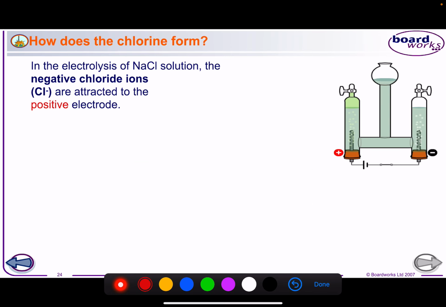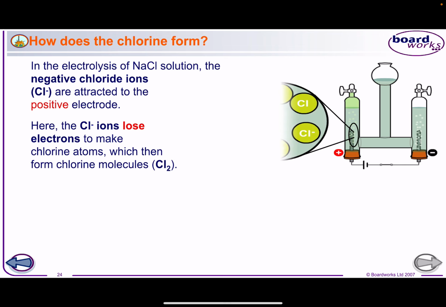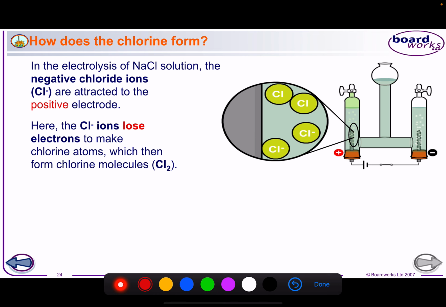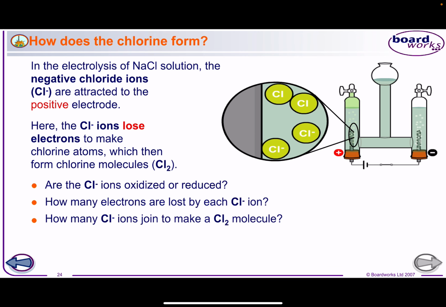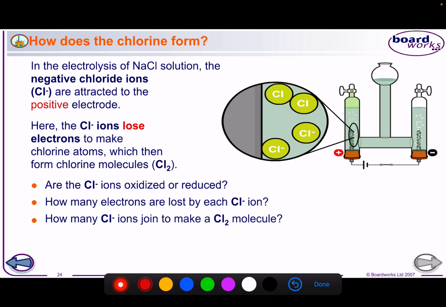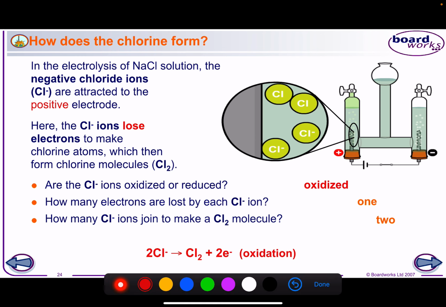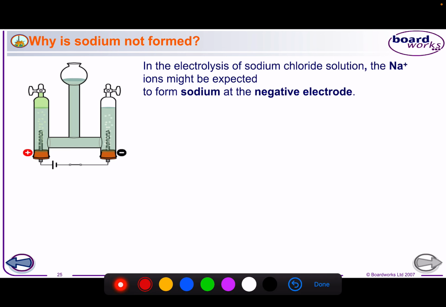So I'll just quickly skim through this because we've kind of talked about it. If we're electrolyzing a sodium chloride solution, then the chloride ions will lose electrons to form molecules of chlorine gas. They've lost electrons, clearly they've been oxidized. Each chloride ion loses one electron, but we need two chloride ions to make a molecule of Cl2 gas. And there we can show it using a half equation, which we've met before.